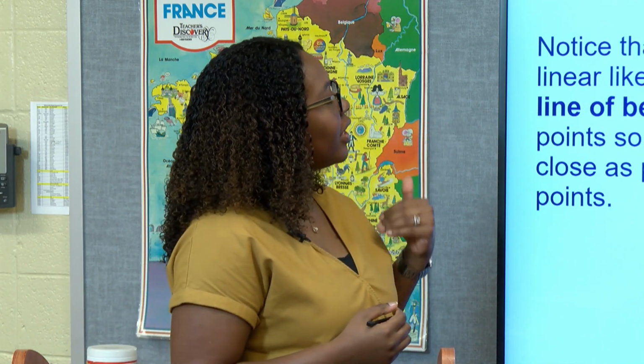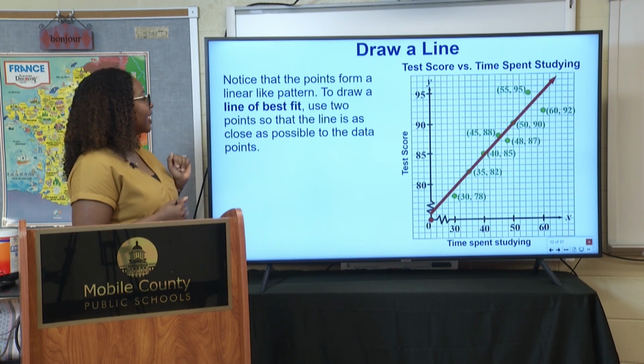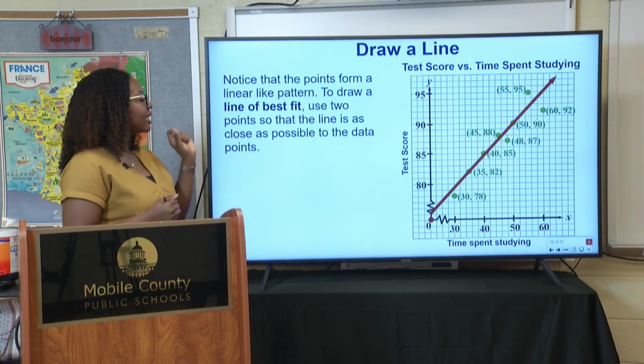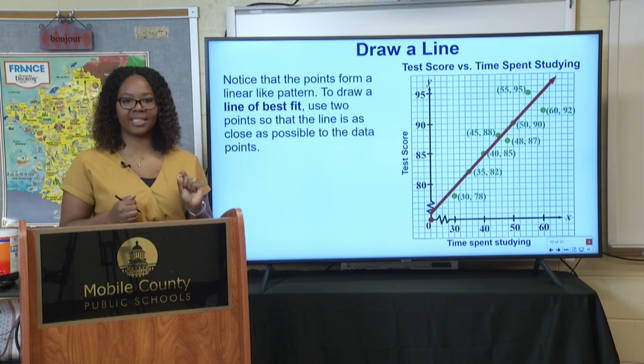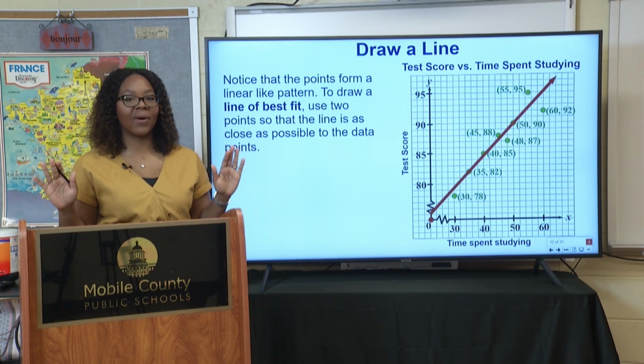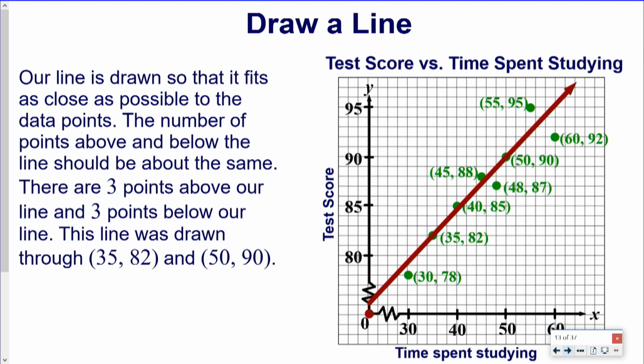So notice that the points form a linear-like pattern. To draw a line of best fit, we're going to use 2 points so that the line is as close as possible to the data points. So this line will definitely not hit every single point that's on the scatter plot. However, we want it to fit the data as close as possible. So here, our line is drawn so that it fits as close as possible to the data points.